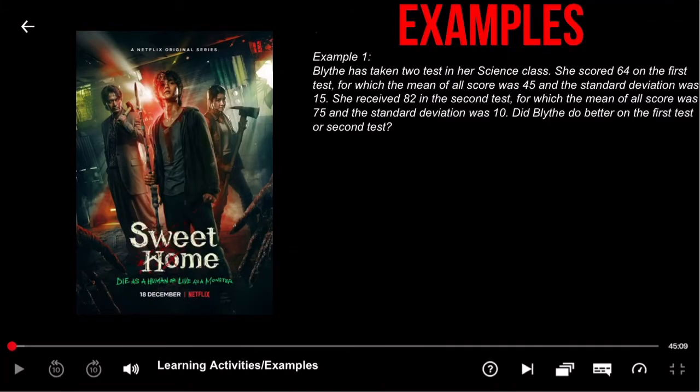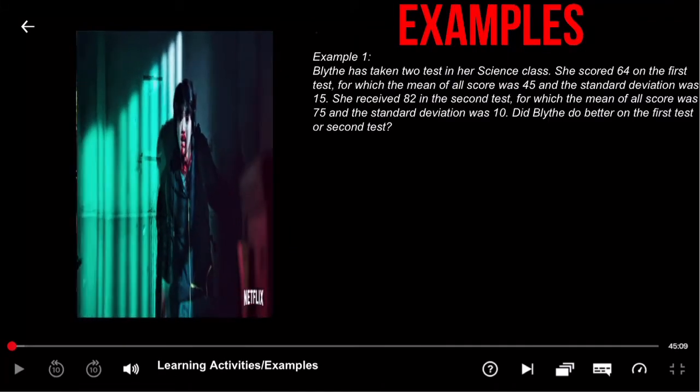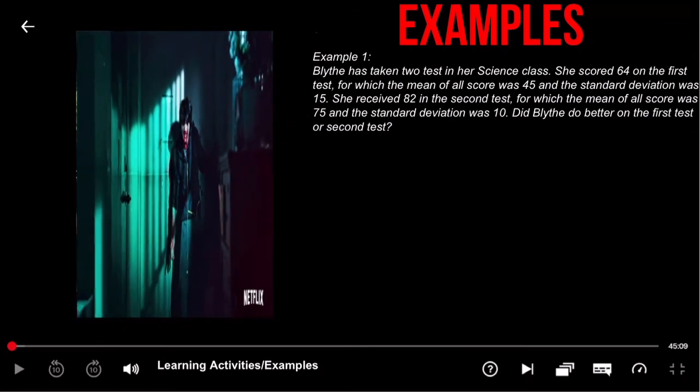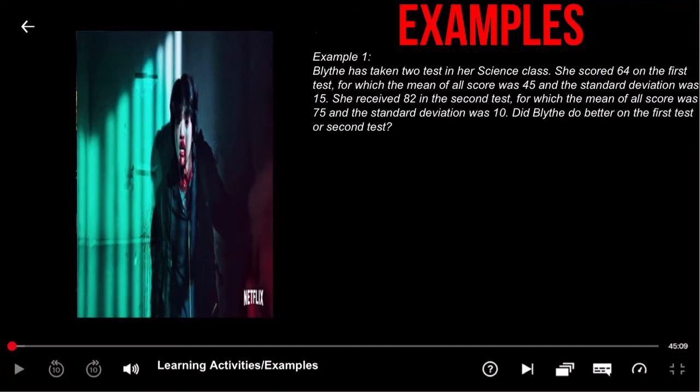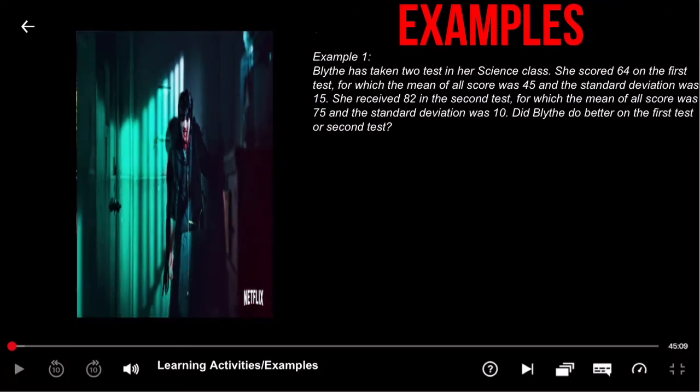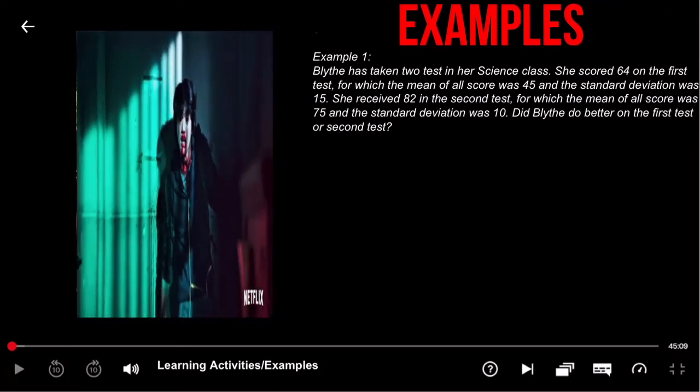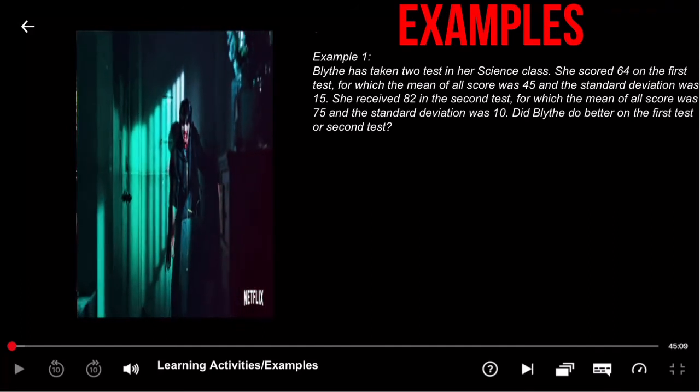Example number 1. Blight has taken 2 tests in her science class. She scored 64 in the first test, for which the mean of all scores was 45 and the standard deviation was 15. She received 82 in the second test, for which the mean of all scores was 75 and the standard deviation was 10. Did Blight do better on the first test or the second test?